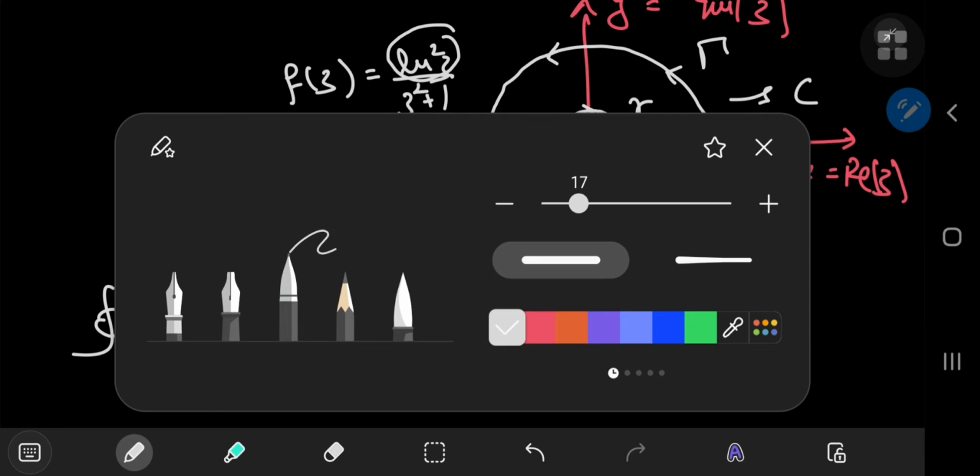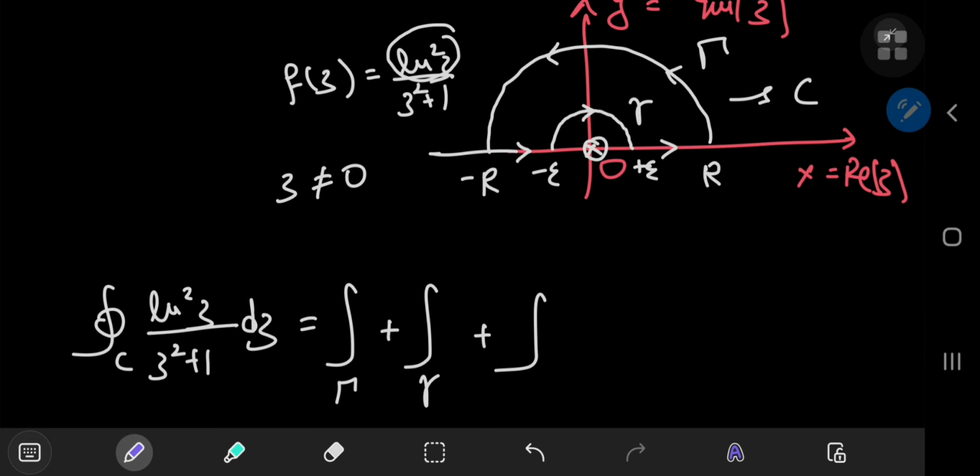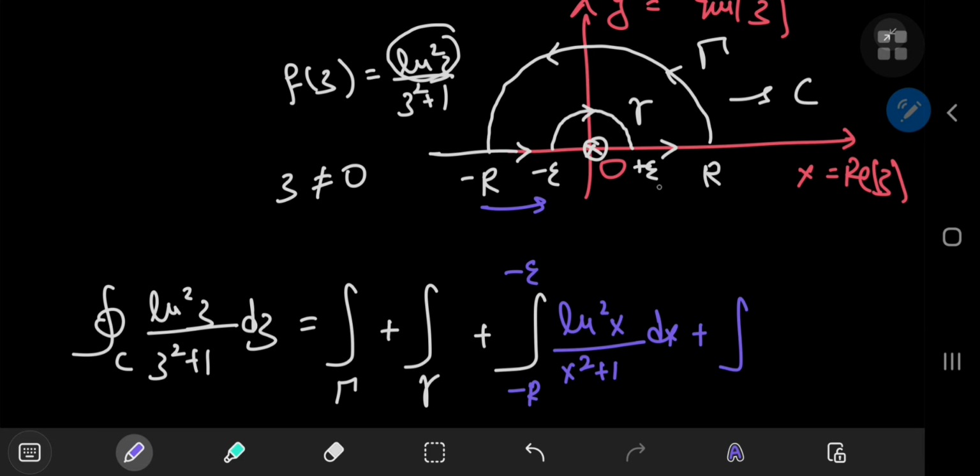One is an integral from negative r to negative epsilon. And because you're on the real axis, you can just replace z by x, the square of the natural log of x divided by x squared plus 1, plus another integral, this time from positive epsilon to positive r of the square of the natural log of x divided by x squared plus 1.